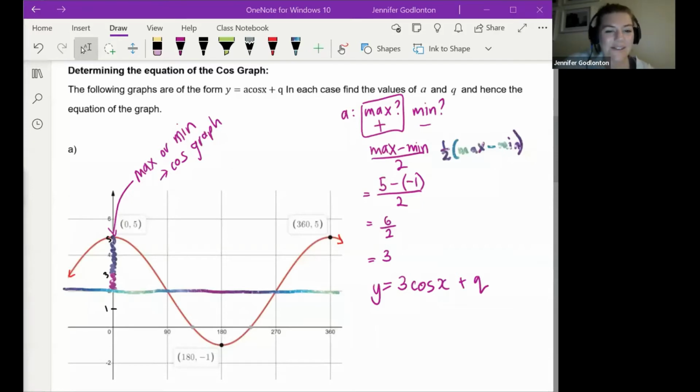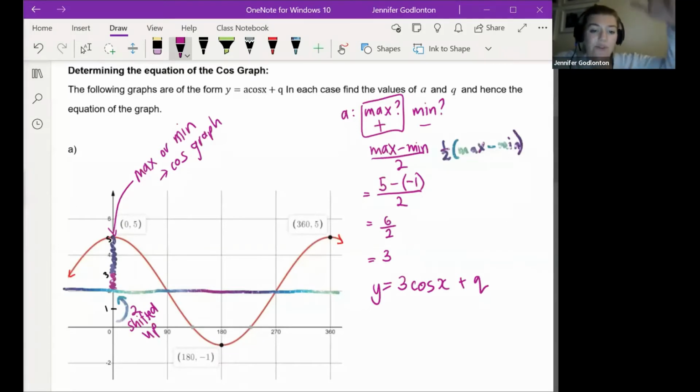Good. So guys, your Q value, remember, is telling you about your shift. It's saying how much this graph has shifted up or how much it has shifted down. If we're finding this center line of our graph, we're essentially saying that's currently where its y-axis is. So how much was it shifted up? It shifted up by 2. That was how much it shifted up.